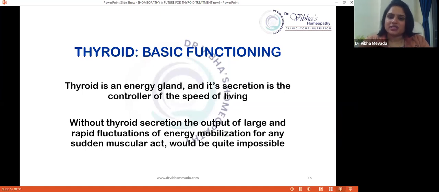Another basic function: it is an energy gland, you can say, because the secretions synthesized by this gland control the speed of living. If there is no secretion of thyroid, or low secretion of thyroid, the output of large and rapid fluctuations of energy mobilization for any sudden muscular effort would be quite impossible.